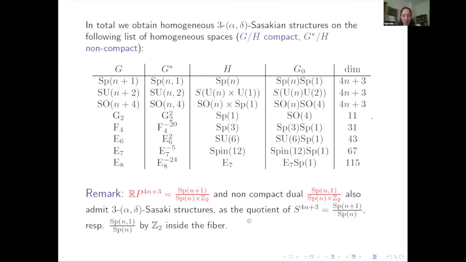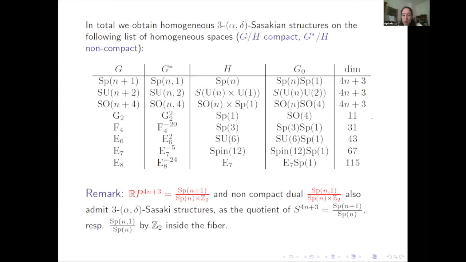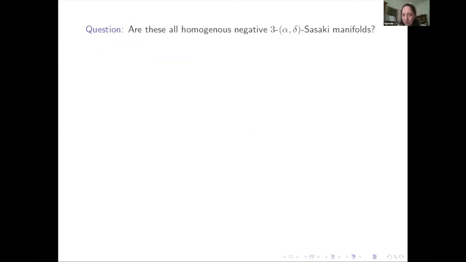And then you get this table where you have here the compact group and the non-compact partner, the subgroups H and G naught, and the corresponding dimensions. Ignore SP, ignore projective spaces. Okay, this is wonderful. We know that this is everything in the homogeneous positive case. Question, what can we say about the negative case? Alpha times delta negative. Are these all homogeneous such examples?